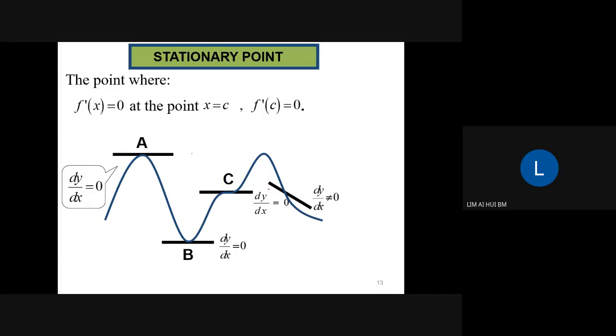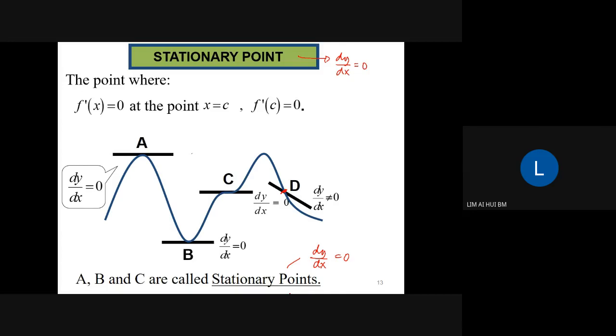When you have a line like this, the gradient at this point, dy dx is not equal to 0. Very obviously this is not a horizontal line. So you will know that dy dx is not equal to 0. And titik ini yang dipanggil D itu dia bukan stationary point. The A, B, and C are called stationary points. Why we say so? Because the dy dx equals to 0. As a conclusion, stationary point happens when the dy dx equals to 0. When the question asks for the stationary point, first thing you must remember is dy dx, and then let it equal to 0. From there, you get your stationary point.